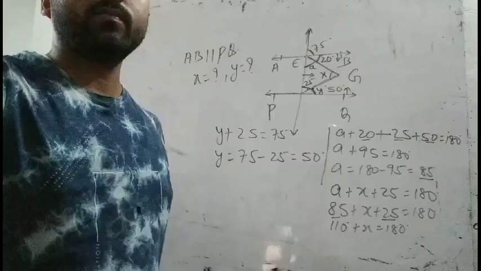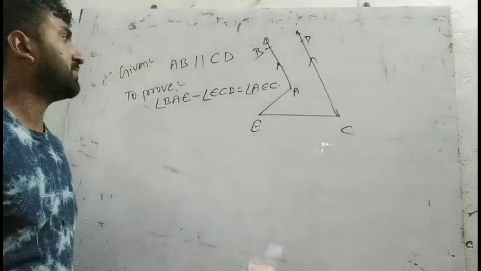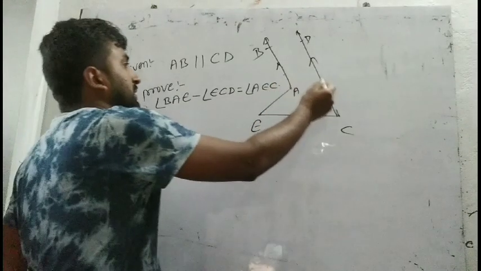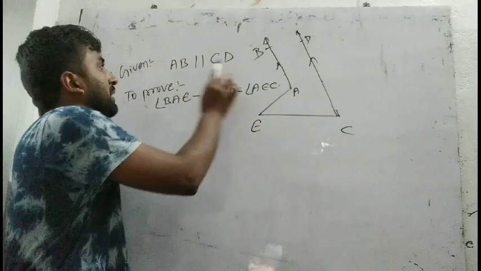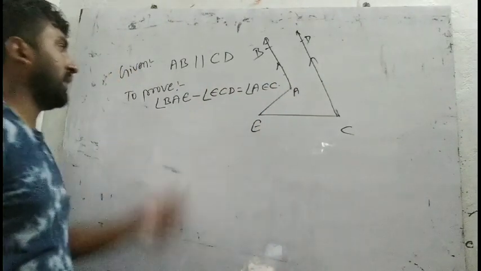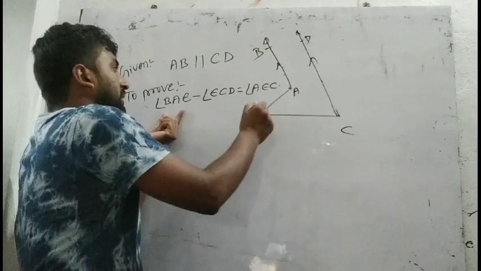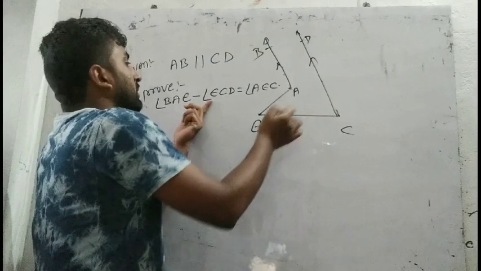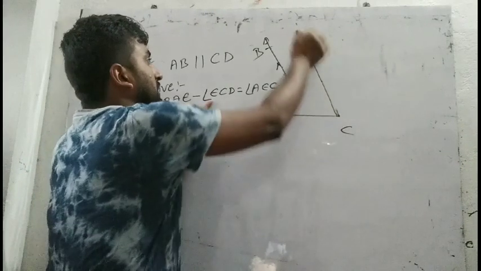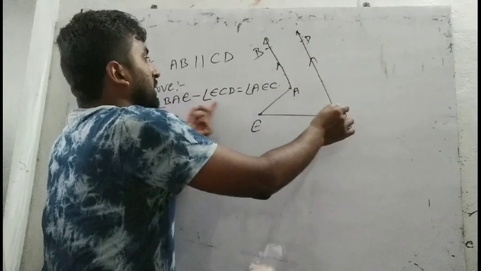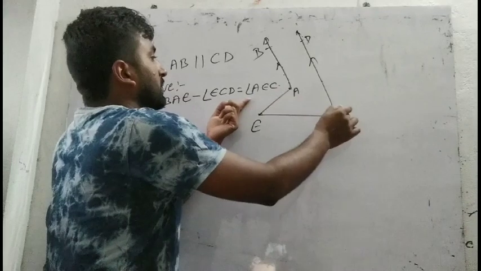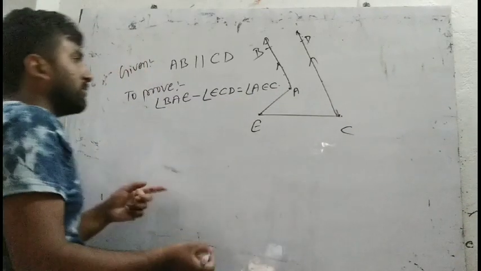Okay. In this figure, AB is parallel to CD. It is given that AB is parallel to CD, and we have to prove that angle BAE minus angle ECD is equal to angle AEC. Where is BAE? This angle minus this angle is equal to AEC. Okay. For this, we have to construct.